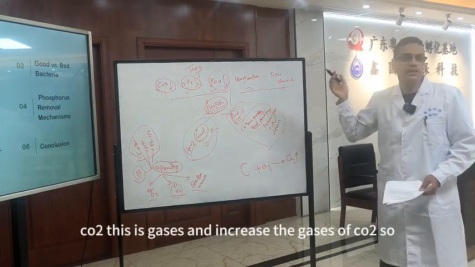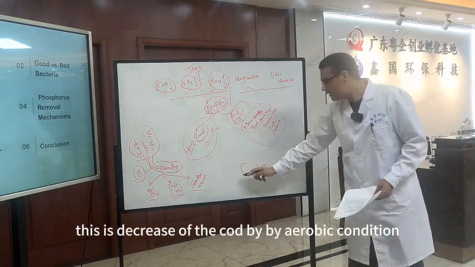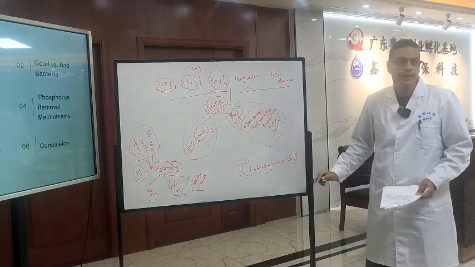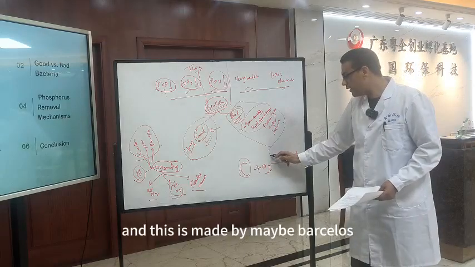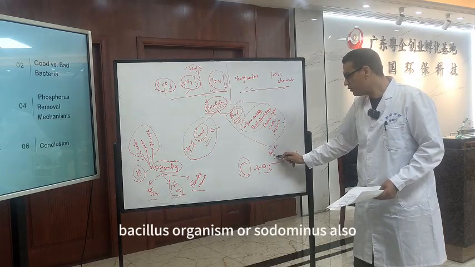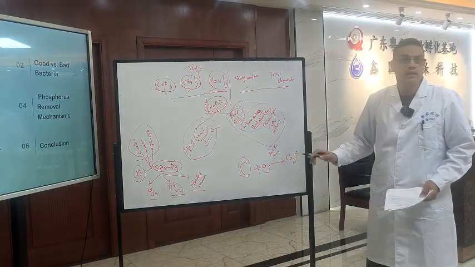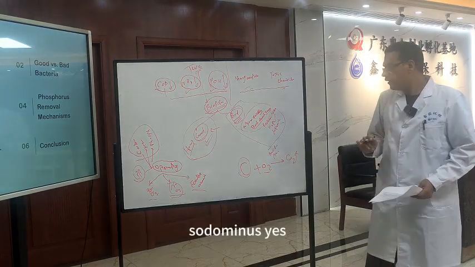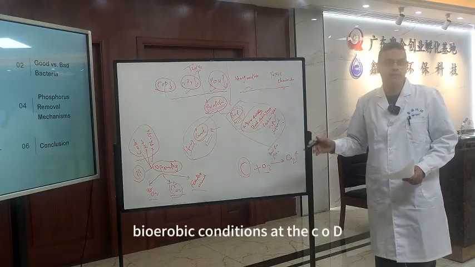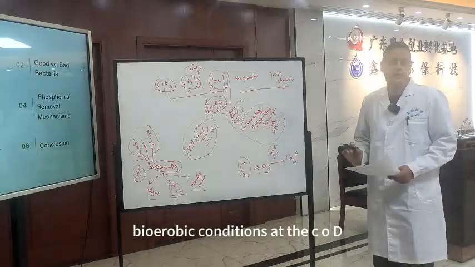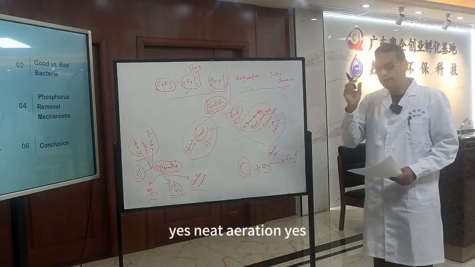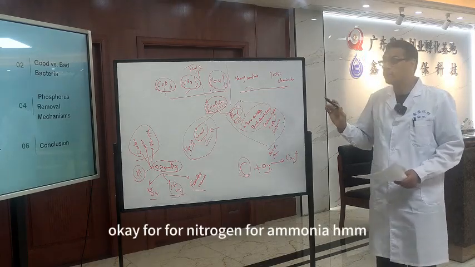This is gases and increase the gases of CO2. So this is decrease of the COD by aerobic condition. And this is made by maybe Bacillus organism, or Pseudomonas also. Pseudomonas, yes. This can decrease the COD by aerobic conditions. Aerobic conditions, yes. Need aeration. Yes, need aeration. Okay.